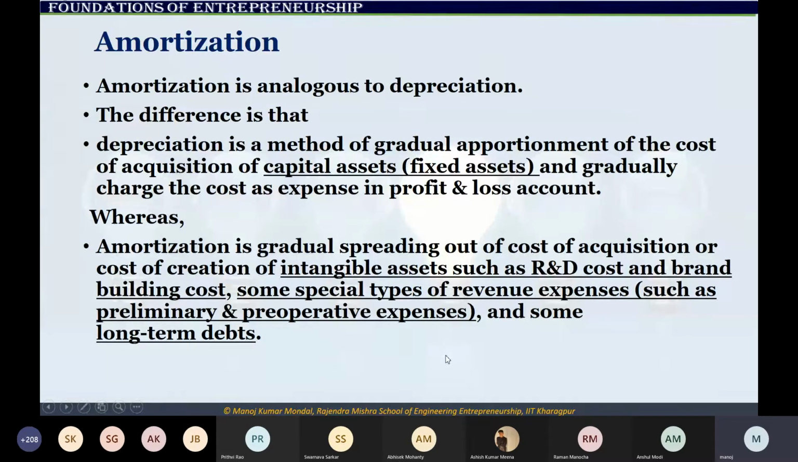Now, let me explain amortization. Okay, any question till now? Let me have a break. Any question now? If you have a question, you can ask. Okay, I understand there is no question.